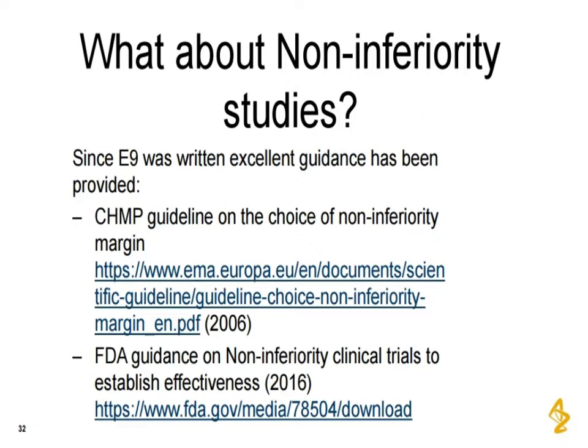Since E9 was written, a lot more non-inferiority trials have been performed, and there's been a lot more guidance out there. In 2006, CHMP gave a guidance document on non-inferiority margins and how to specify them. The FDA gave a much longer guidance on how to do that in 2016 that went into a lot more technical details about how you actually do the statistics behind non-inferiority margin setting, whereas the CHMP guidance is more general in terms of the principles that you need to adopt. But they're in broad agreement.